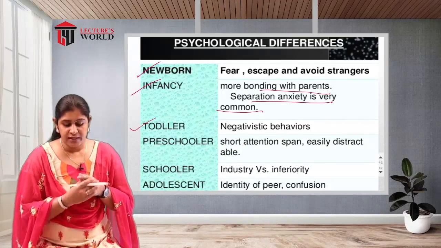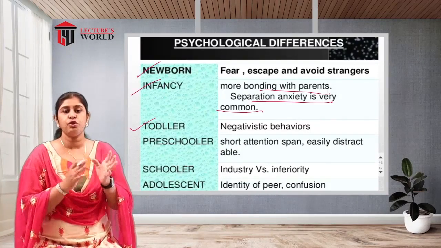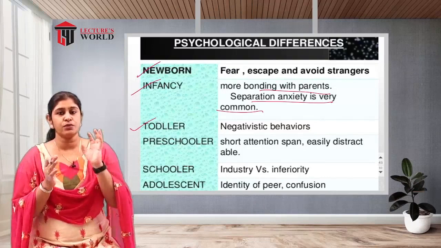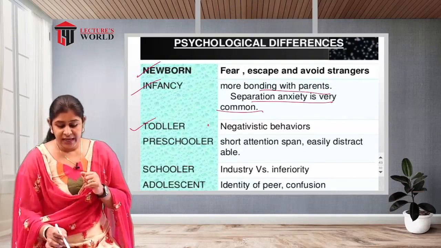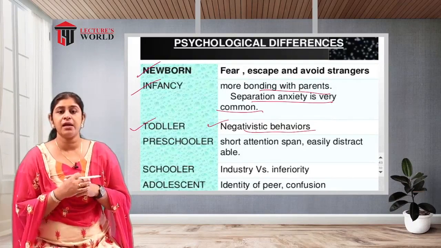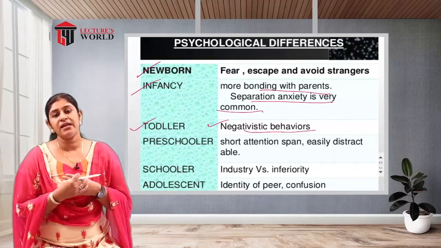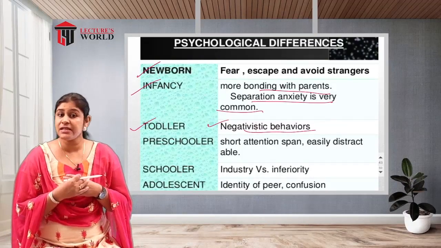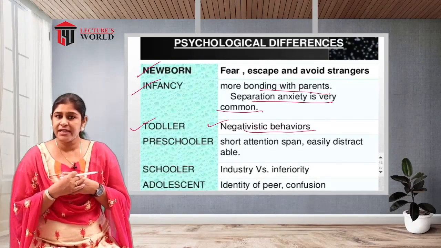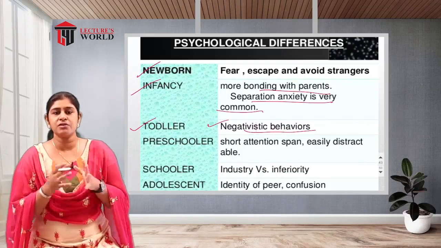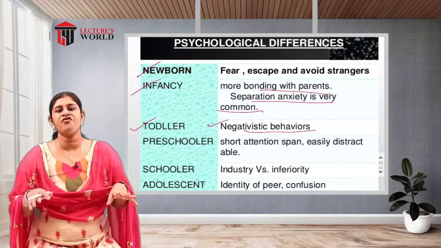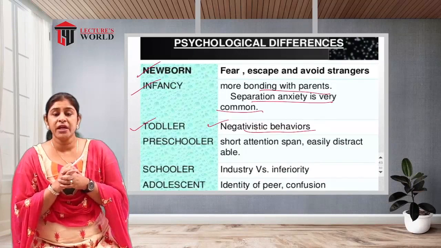Next comes the toddler stage, which is from 1 to 3 years. It is marked by negative behaviors. They take everything in a negative way. For example, if parents beat the child, the child feels they don't love me, that is why they beat me.